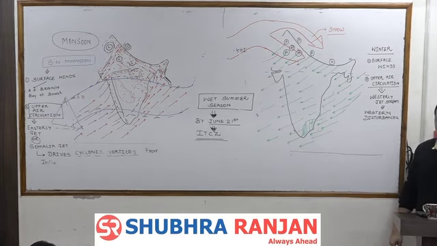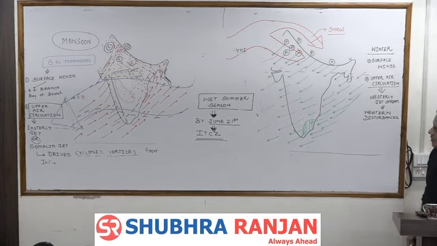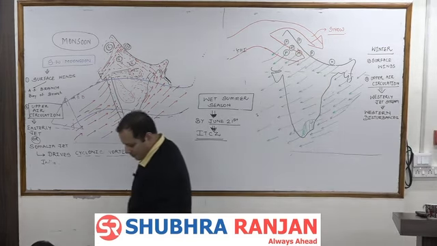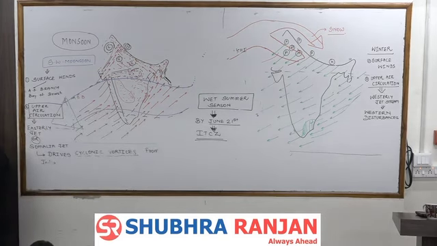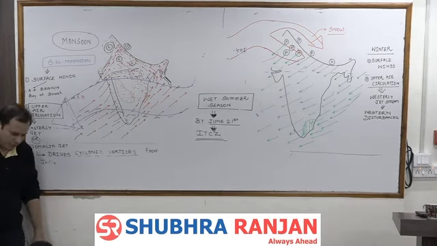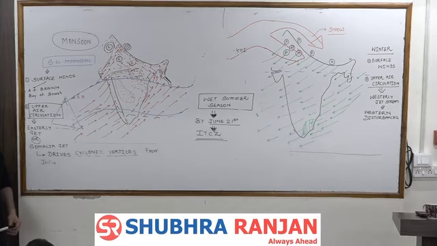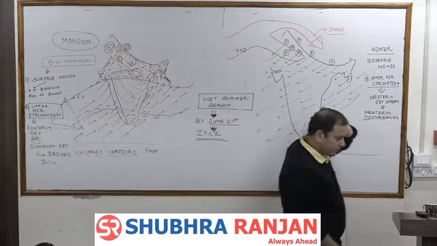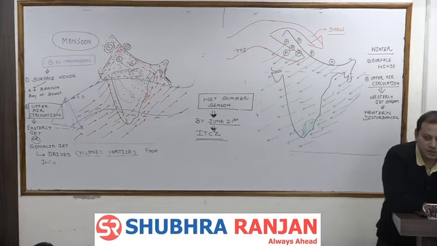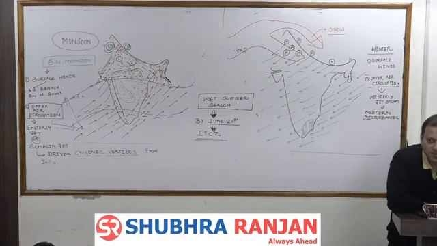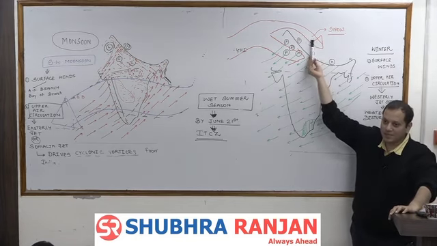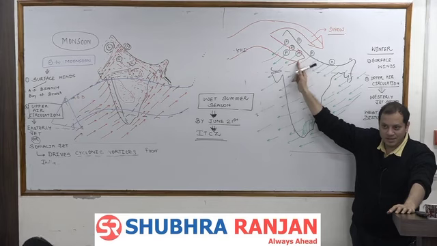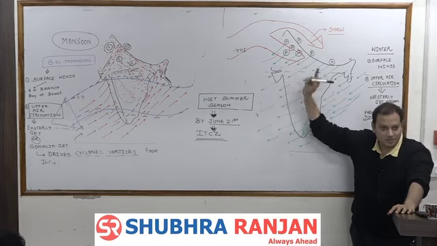And underline this statement: southern branch of westerly jet stream disappears. Westerly jet stream has two branches. One is the northern branch, one is the southern branch. So in June, which disappears? The southern branch of the westerly jet stream disappears.